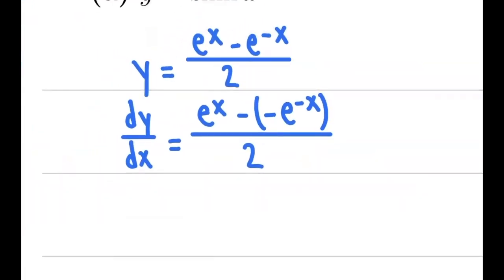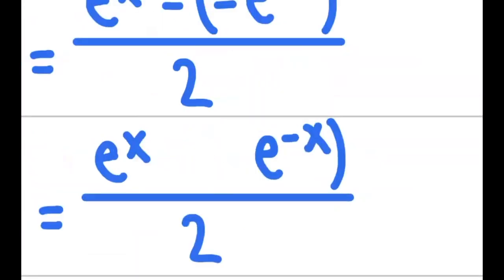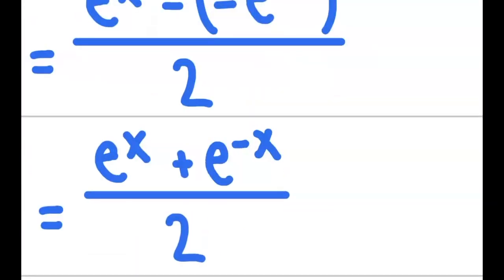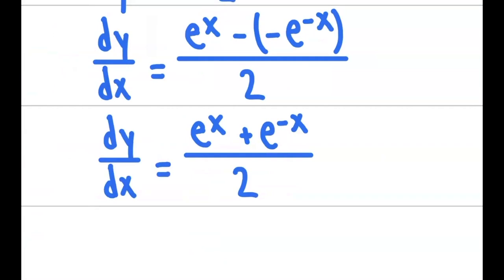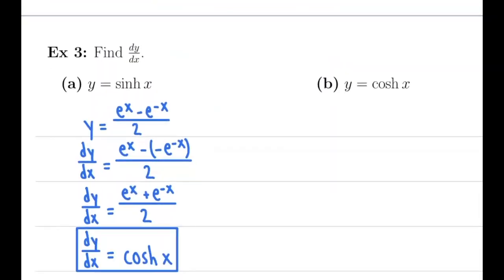Geez, that looks just like cosh of x. Exactly. We have a double negative, so we can make that plus. And you end up with dy/dx equals e to the x plus e to the negative x divided by 2, which is exactly cosh of x. So the derivative of sinh is cosh. Isn't that crazy? Absolutely insane. Okay, let's do part B now.